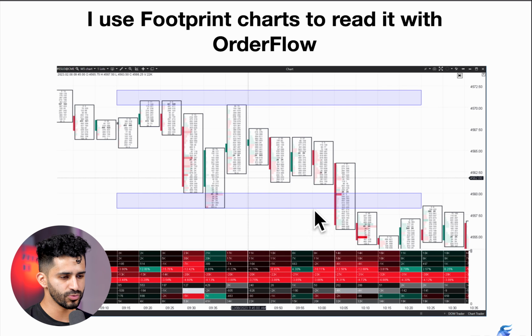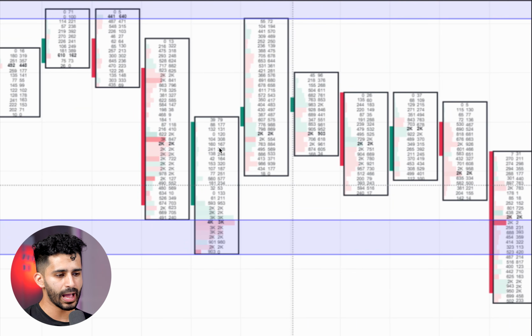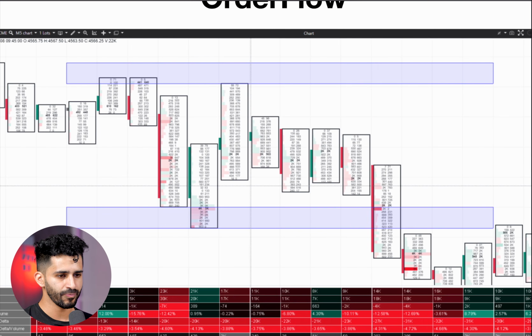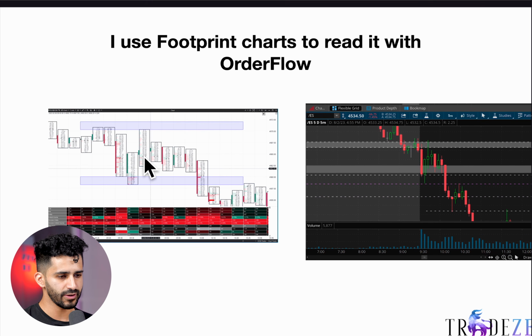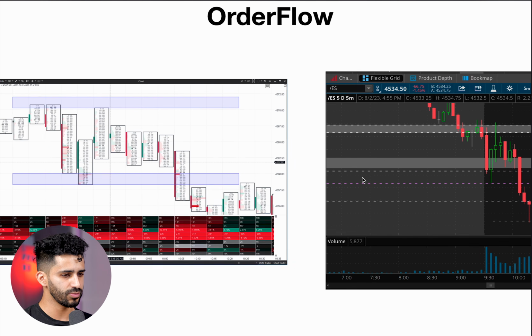So here's a footprint chart, and this is what I basically want to cover. I want to show you guys how to read what is happening within each area. Here's a footprint chart on the left, and here's a candlestick chart on the right. These are both 5-minute charts. And as you guys can see, they're both reflecting the same action. When we look at this, we can see that happen right here. When we look at this, we can see that happen right there.